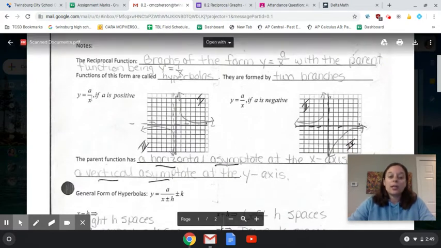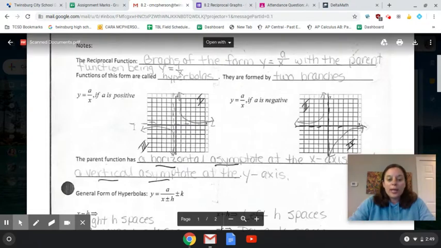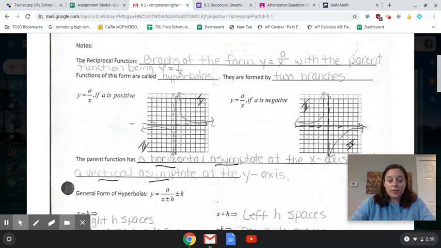If your number on top is positive, so if it's 5 over x, 3 over x, you're going to get a branch in the first quadrant, and it kind of has this sloping effect. And then you're going to get a branch diagonal from it in the third quadrant.